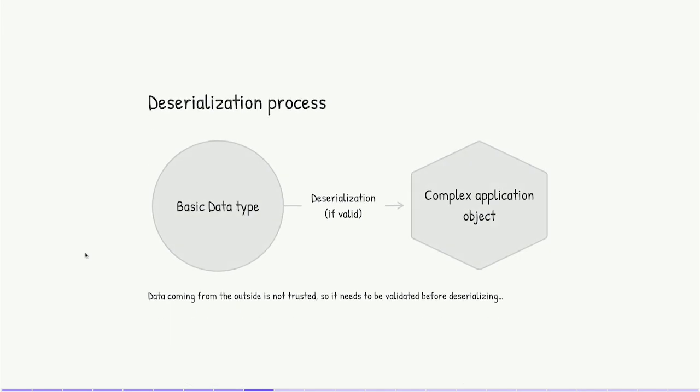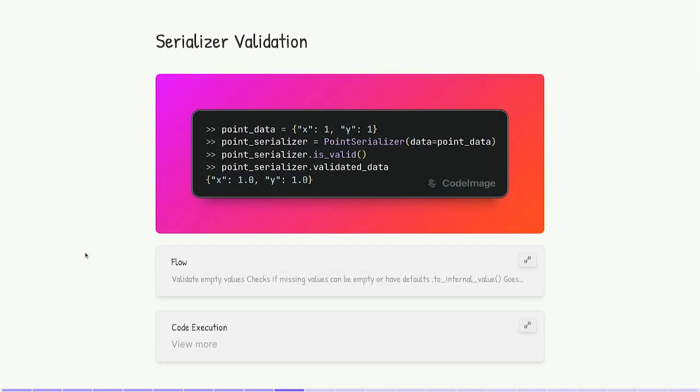Serialization is just a straightforward process. The interesting thing happens with deserialization, because data coming from the outside is not trusted, so you need to do all validation. So how is the validation going?